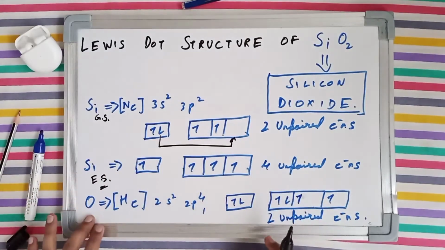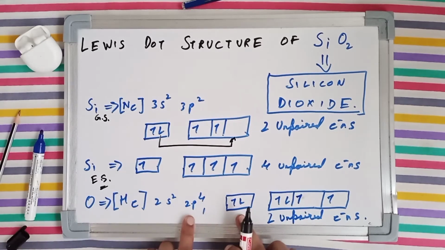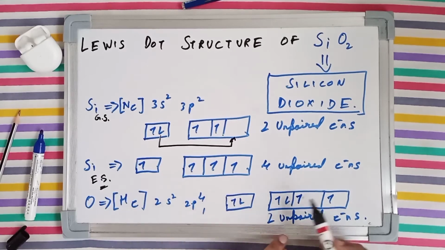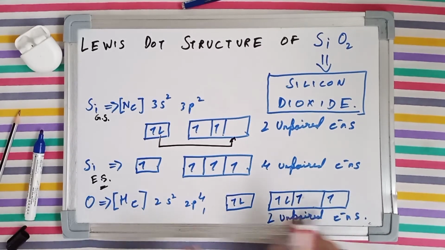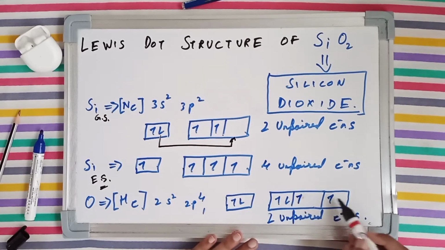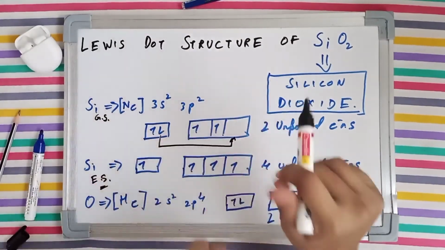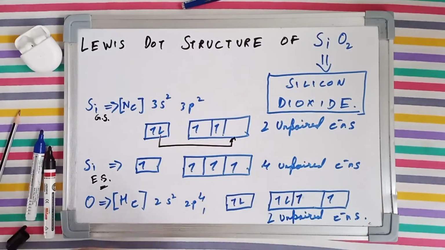Now talking about the electronic configuration of oxygen, it is the inert configuration of helium and then 2s2 2p4. The orbital diagram is this: 2 electrons in the 2s subshell and 4 electrons in the 2p subshell. So in oxygen you've got 2 unpaired electrons, 1 2, so it is going to make 2 bonds. Each oxygen makes 2 bonds. Now let's dive into the structural part.